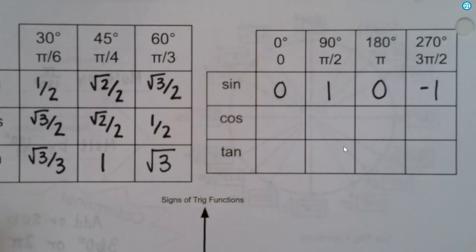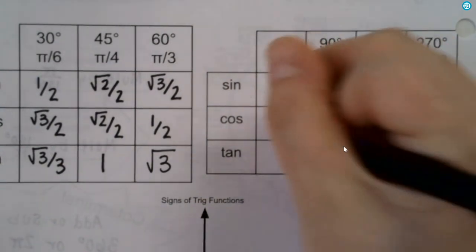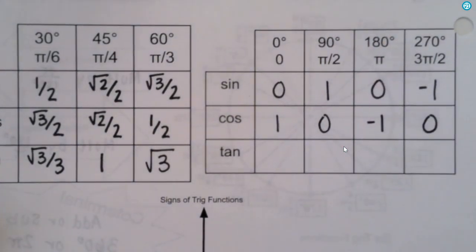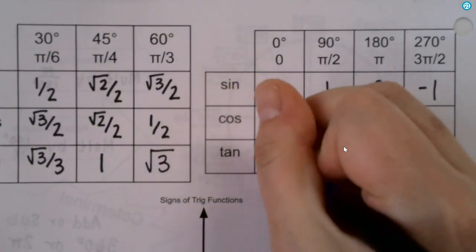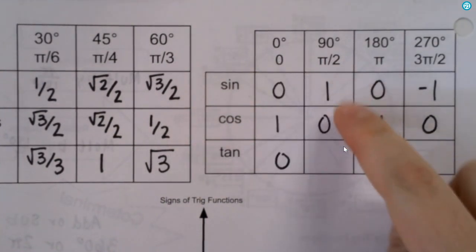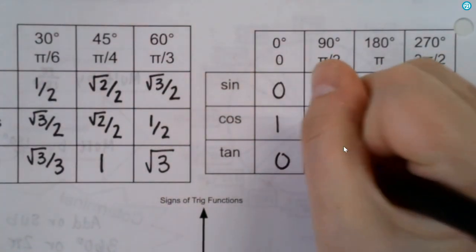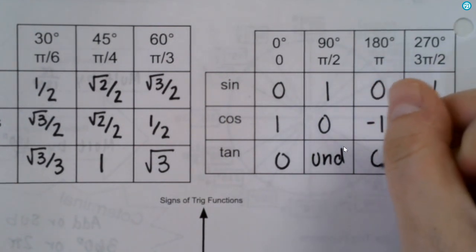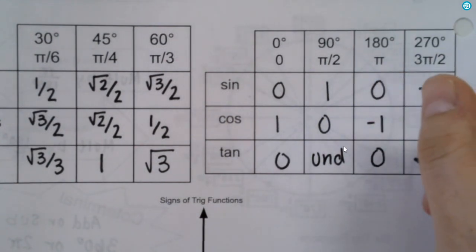Okay. For cosine, your functions are 1, 0, -1, 0. And then tangent is still sine over cosine. So 0 divided by 1 is 0. 1 divided by 0 is undefined. 0 divided by -1 is 0. -1 divided by 0 is undefined.